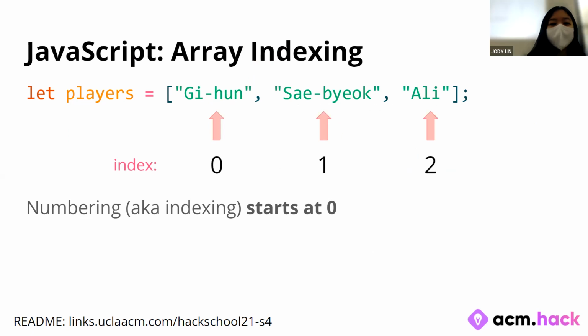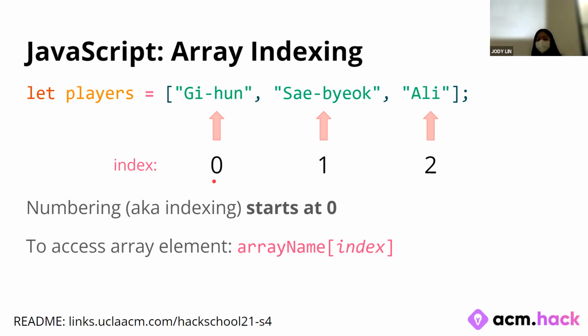Don't ask me why. I'm pretty sure there's a reason, but I didn't really pay attention in CS32, so I kind of forgot. All right, so we call these numbers the indexes. So you'll hear me saying index a lot. That's very common terminology when we talk about arrays. If you hear indexing, just think, oh, she's numbering them, and we're starting at 0. So we see Gihun is the 0th index, Saebyuk is the first index, and Ali is the second index, right? It's 1 less than how we'd normally count it, but that's just how indexing works.